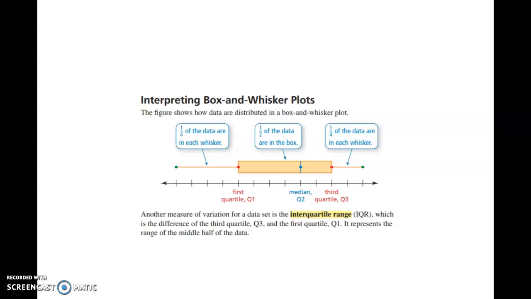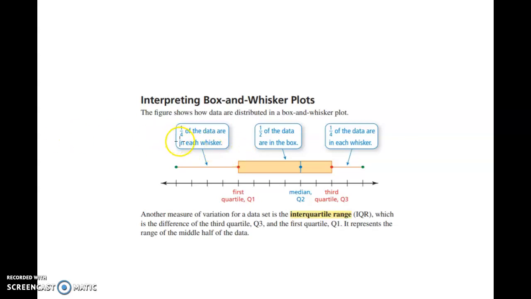Today we are interpreting the whisker plot. So yesterday we talked about how to make box and whisker plots, but today we're just going to be talking about if one has already been made, then how do we interpret that information?